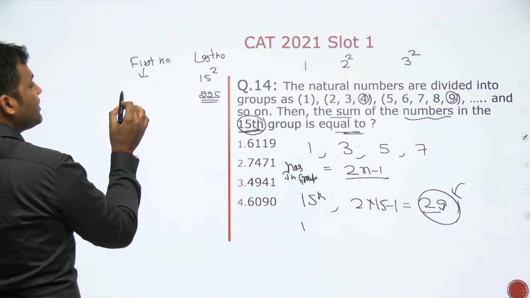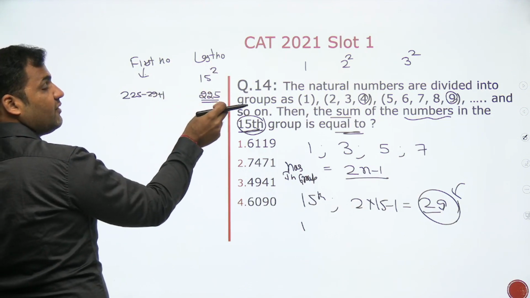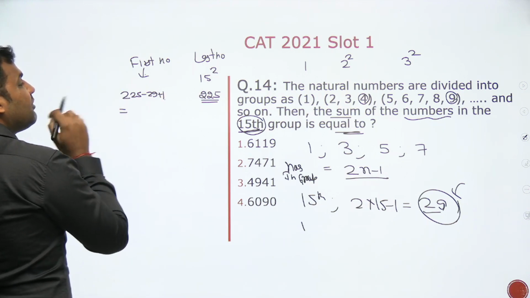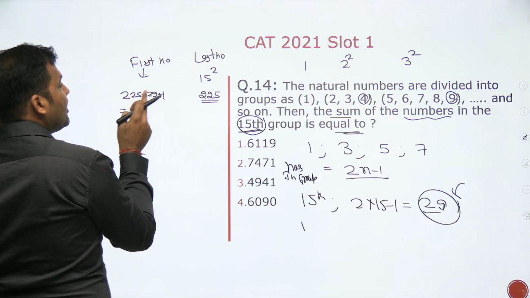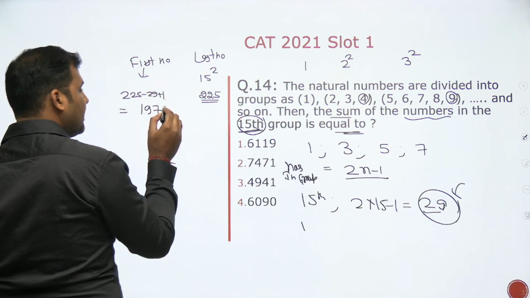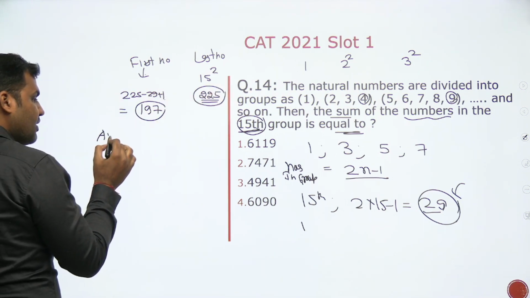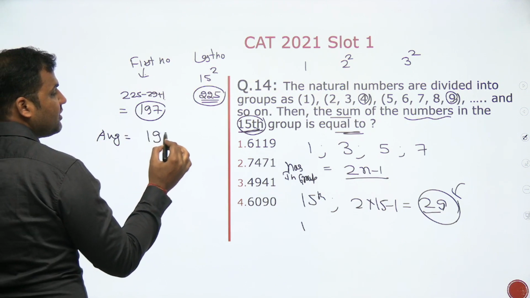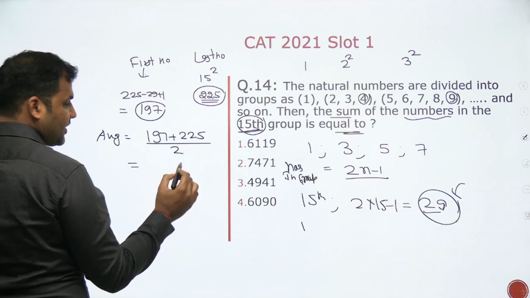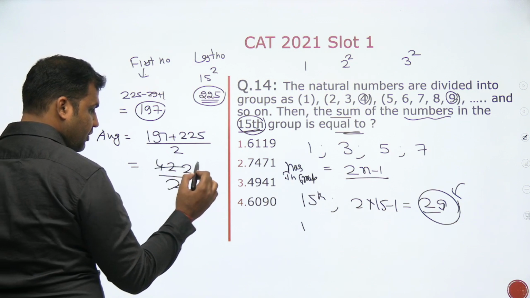So can I say the first number would be 225 minus 29 plus 1, because including 225 there should be 29 numbers, so 1 has to be added here. That means the first number would be 197. Right? So the 15th group's first number is 197, last number is 225. So can I find out the average? Average would be first number plus last number divided by 2. That means this would be 211.